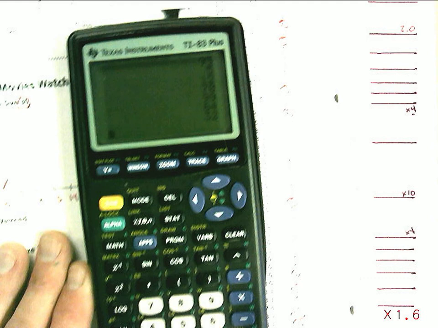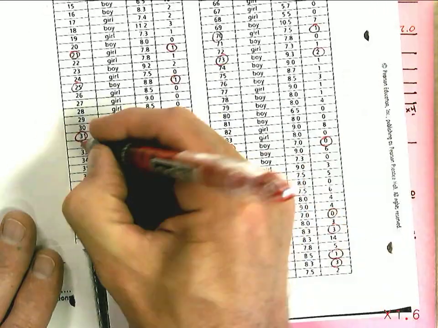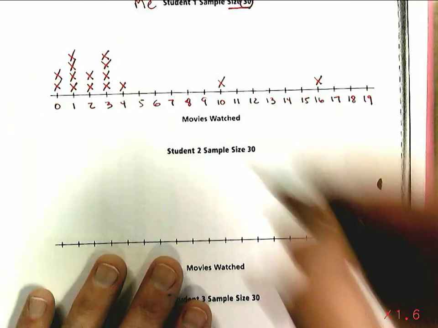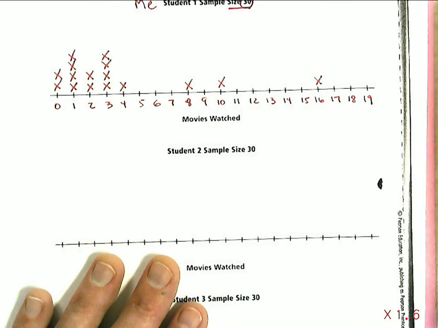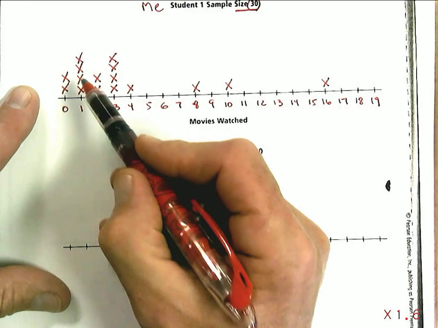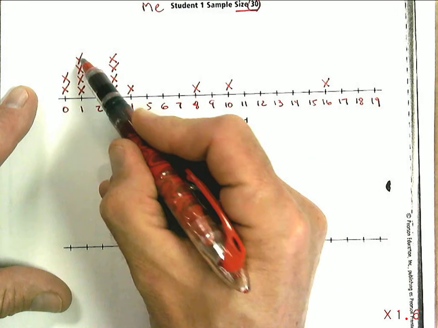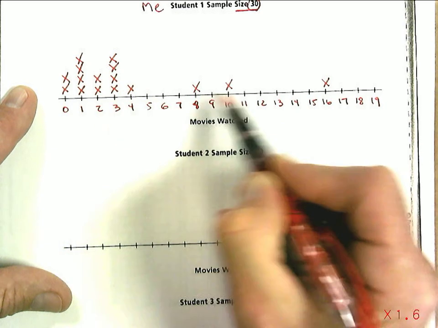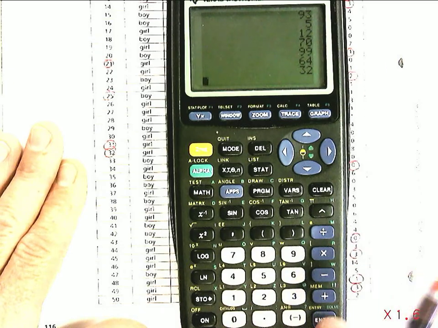And then person number 32 watched 8 movies. So mark above the 8. And maybe I should check and see how many I have, because it's been a while since I did that. 1, 2, 3, 4, 5, 6, 7, 8, 9, 10, 11, 12, 13, 14, 15, 16. I'm a little more than halfway to my 30, so I'm going to keep going.